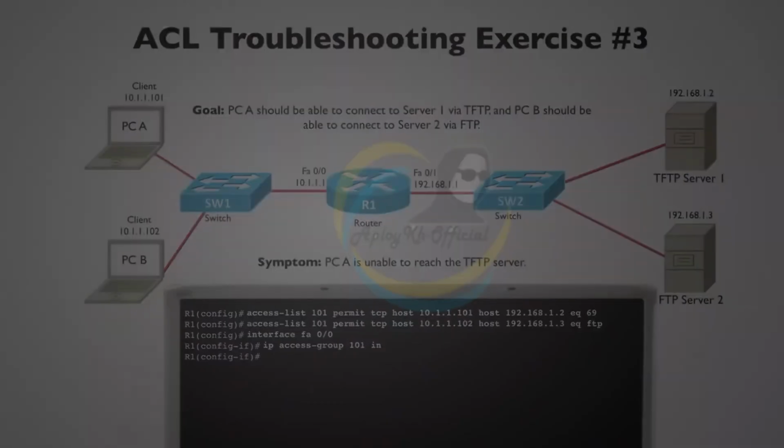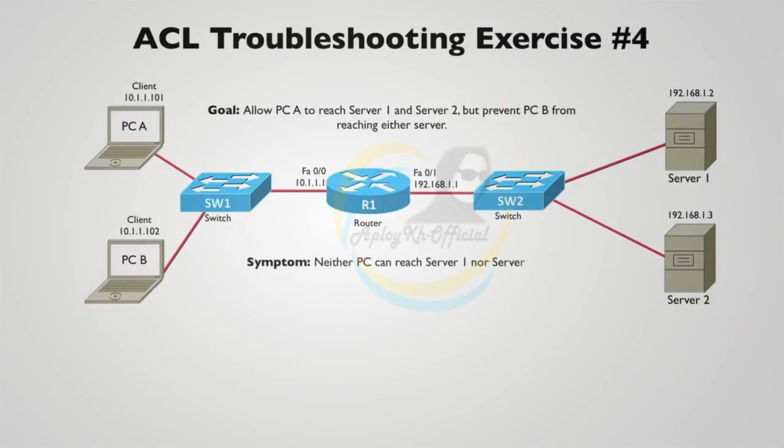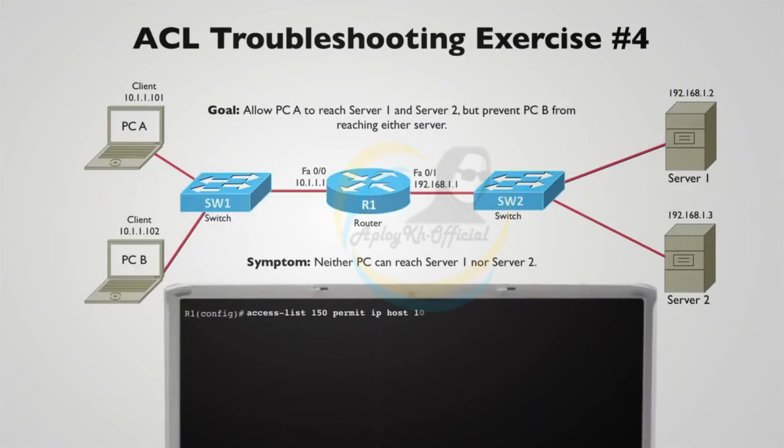Let's take a look at our final troubleshooting exercise. In exercise number 4, we've got a goal that says allow PCA to reach server 1 and server 2, but prevent PCB from reaching either server. And the symptom is neither PC can reach server 1 nor server 2. Let's take a look at our access control list.